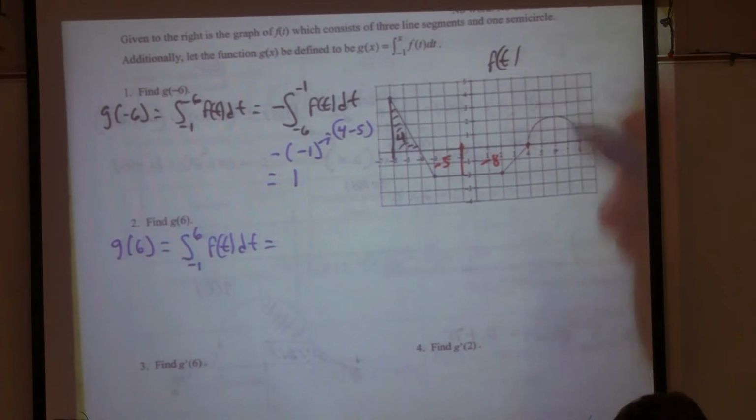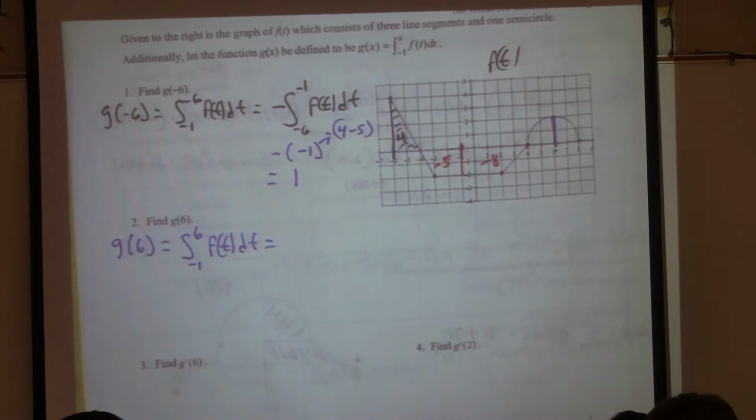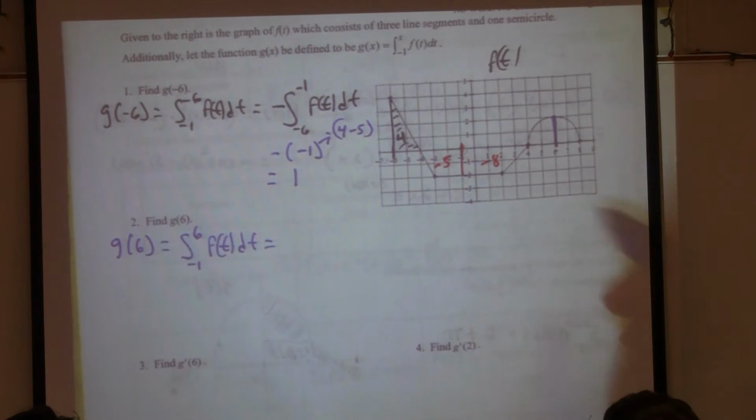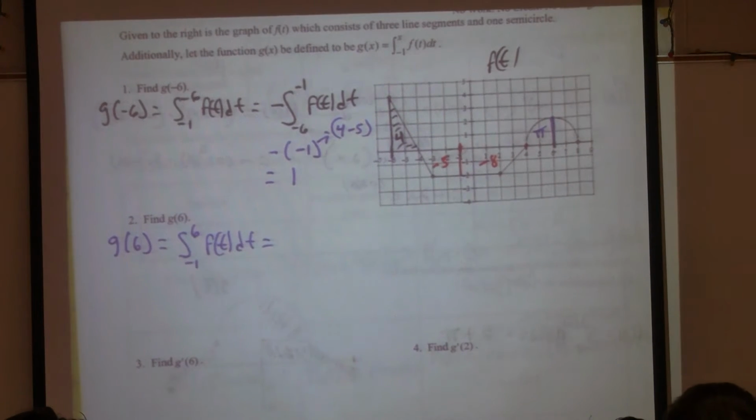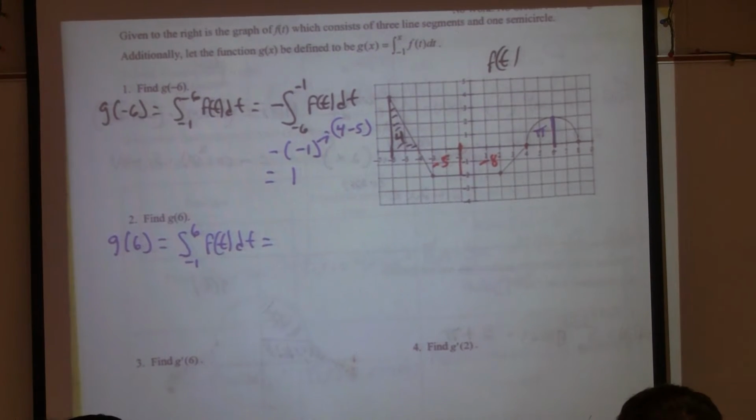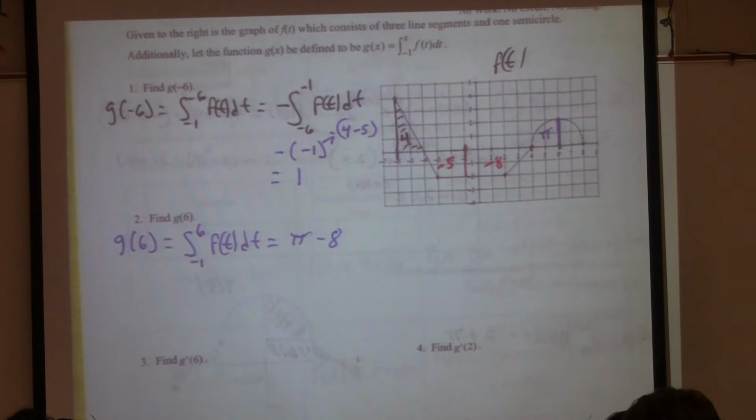And then we want to go only up to 6. So how much of that circle is that? 1/4, right? So pi r squared, so that's 4 pi divided by 4? Pi. What would the answer be from -1 all the way to 6? Pi minus 8. Easy? The next one wants g prime of 6.